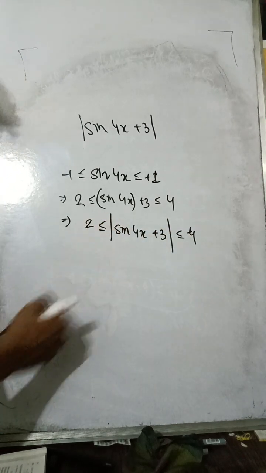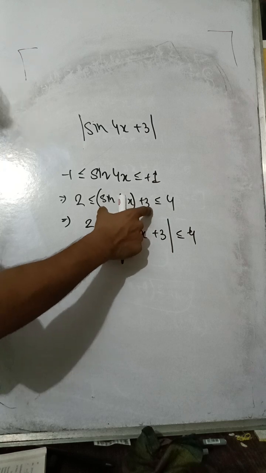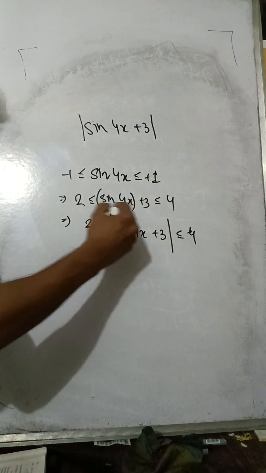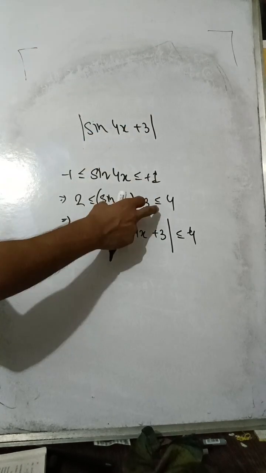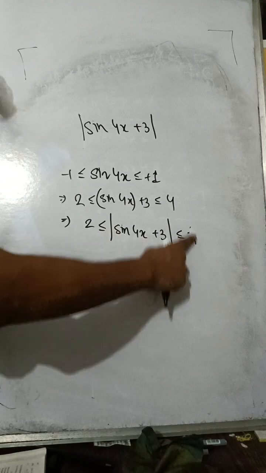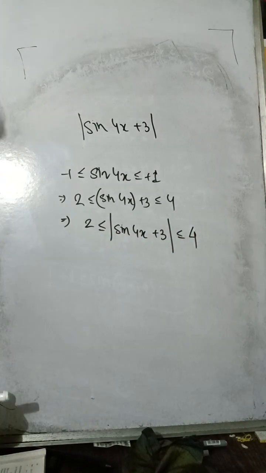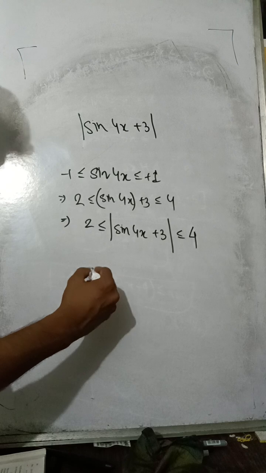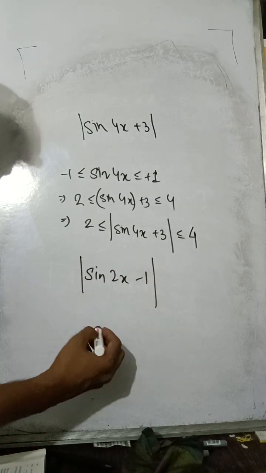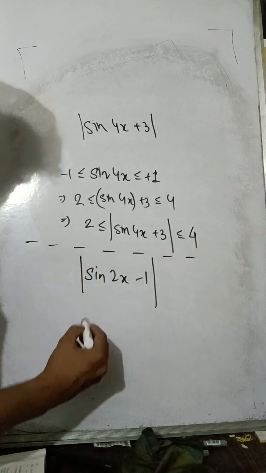Why will it remain the same? Because this thing is already positive. Look, sine 4x plus 3, whatever is within the modulus, that is positive. So if you are putting something positive within the modulus, it will remain the same. However, if you have something like this, maybe modulus of sine 2x minus 1, let's see what is the maximum and the minimum of this.